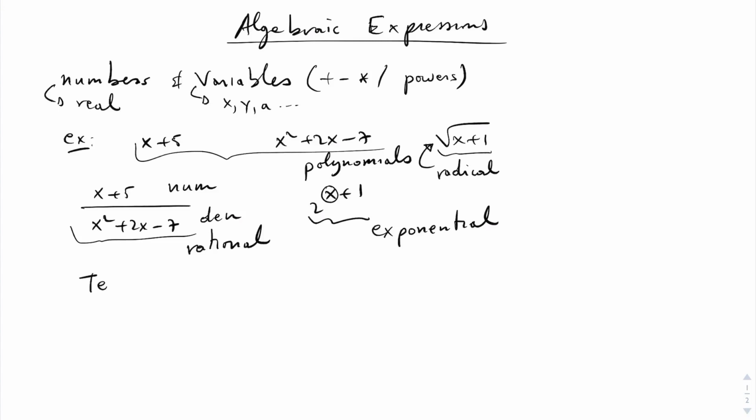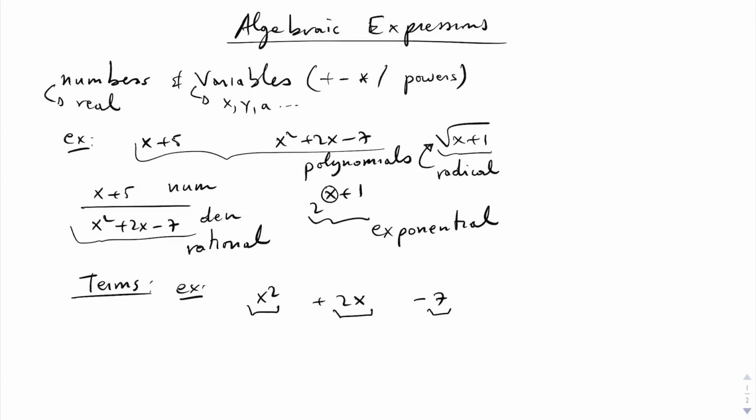An algebraic expression is made out of terms, and terms are simply expressions that are separated by pluses or minuses. So in the example x squared plus 2x minus 7, this particular expression has three terms. The first one is going to be x squared, the second one is going to be 2x, and the third one is going to be 7.